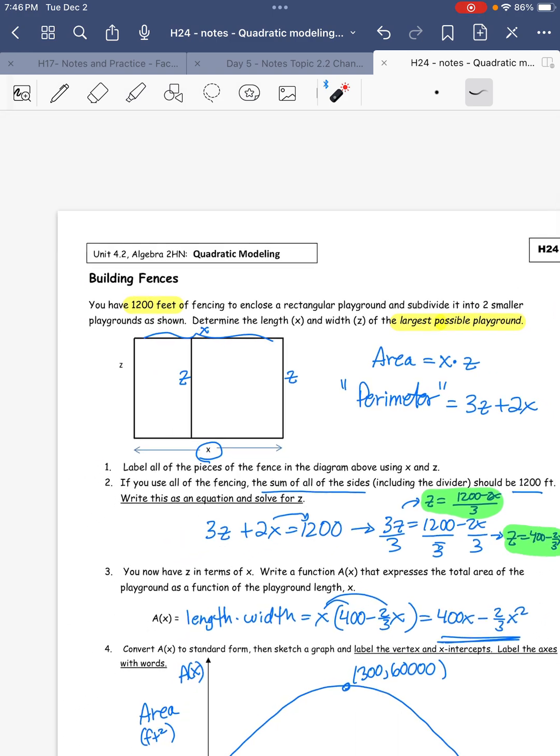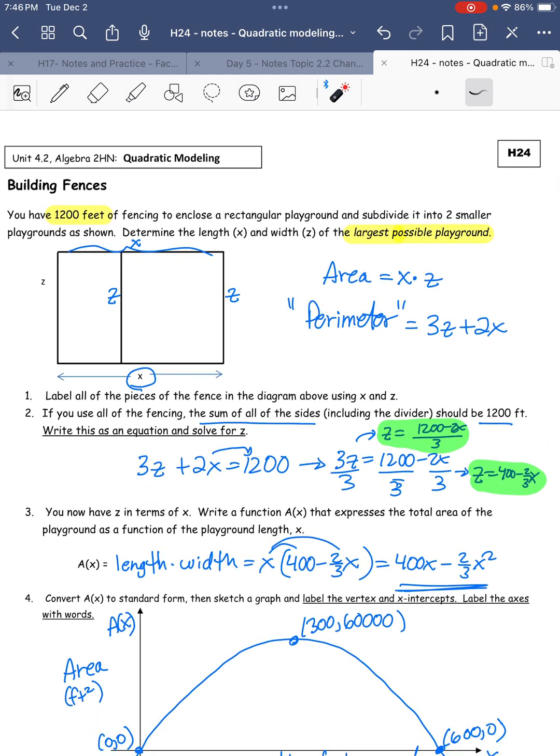All right, so get that stuff written down up at the top and pause if you need to, but I'm going to move down here. So number one, we labeled all the pieces. Number two, if you use all the fencing and you sum up all the sides, we write an equation. It has to be equal to 1,200. So we wrote this equal to 1,200.